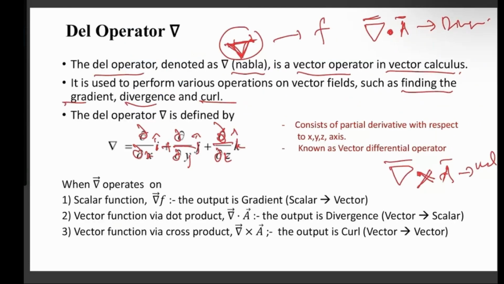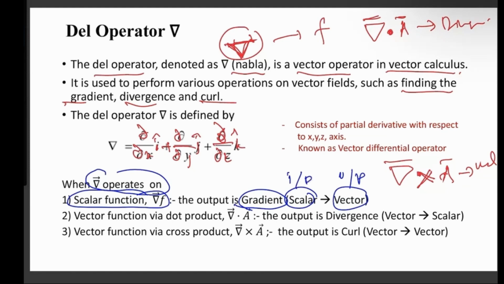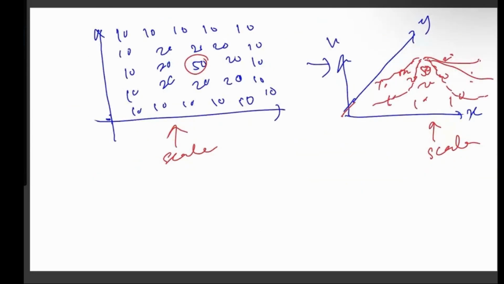Okay, when we apply the del operator on the scalar, the output will be the gradient. The input is a scalar and the output is a vector. We do the del operator on the scalar function. Let's say this is a scalar function. We do del here, so the output will be a vector. What is our del? That's the gradient.